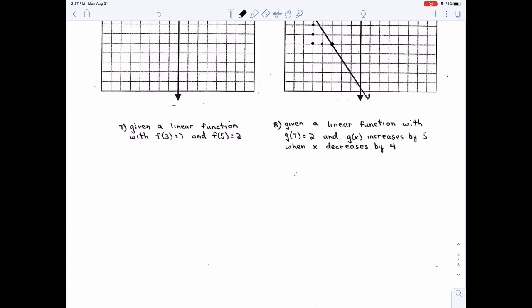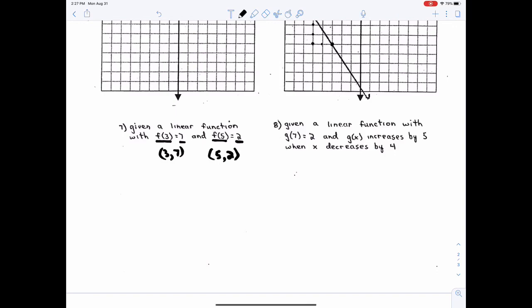Because remember, what does this mean? This means the value of y when x is 3 is 7. That's a point, 3 comma 7. And what does this mean? This is just function notation. The value of y when x is 5 is 2. So when x is 5, y is 2.